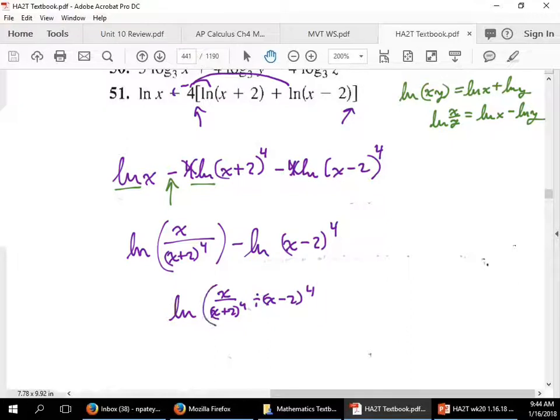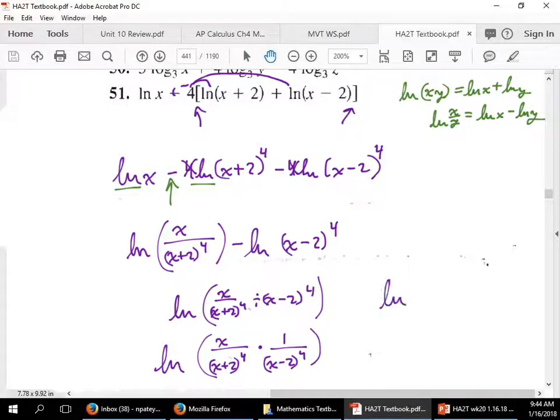Now, if you're dividing with a fraction, what do you do? Yeah, that's right. Multiply by the reciprocal. So this is the same as saying x over x plus 2 raised to the 4th power. And I'm going to multiply this by 1 over x minus 2 raised to the 4th power. So what is that going to look like when I'm all finished and all said and done?